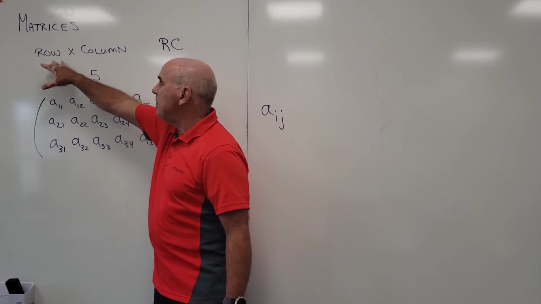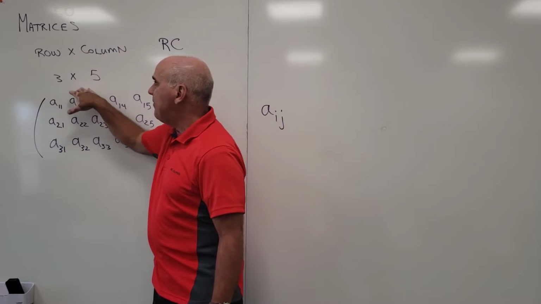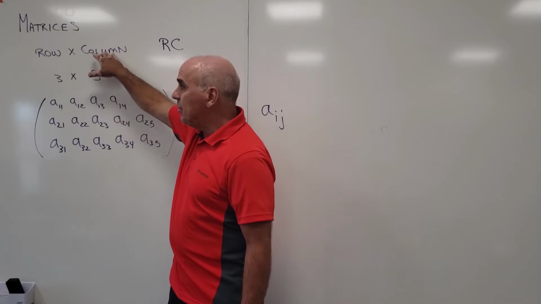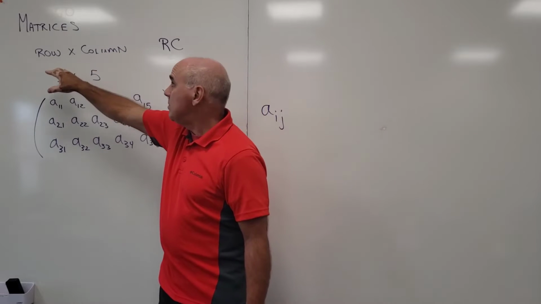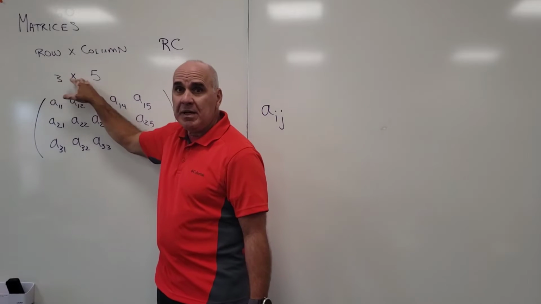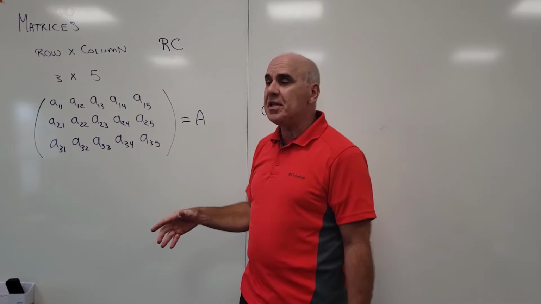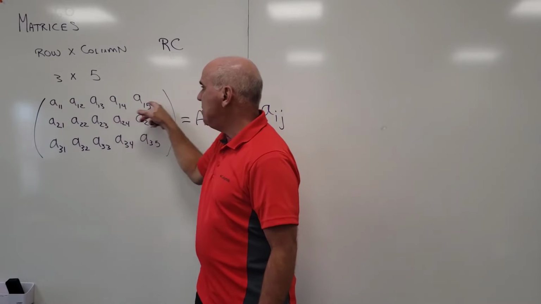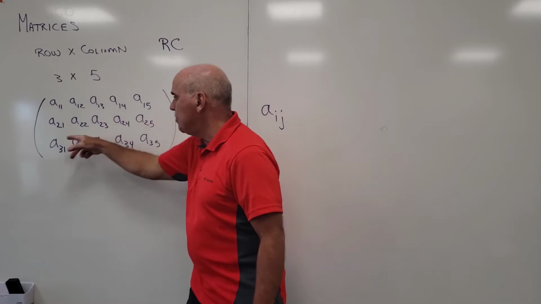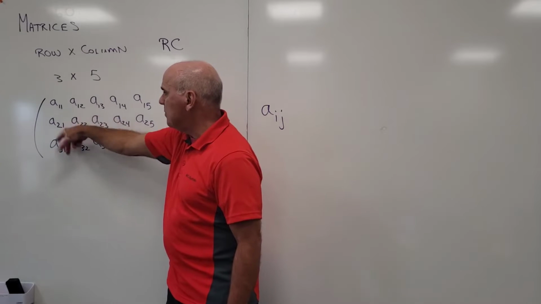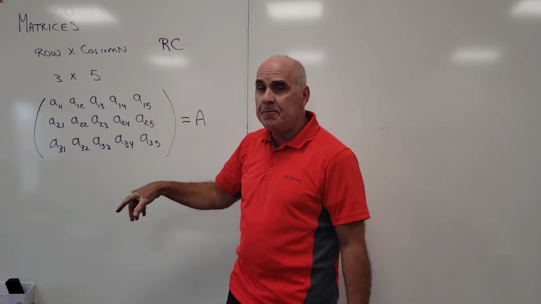So we talk about matrices and we say, well, I got a 3 by 5 matrix. What that means is 3 rows by 5 columns. It's always row by column when I talk about the dimensions of a matrix. So this matrix has 3 rows. There's row 1, row 2, and row 3, and 5 columns. 1, 2, 3, 4, and 5, right?